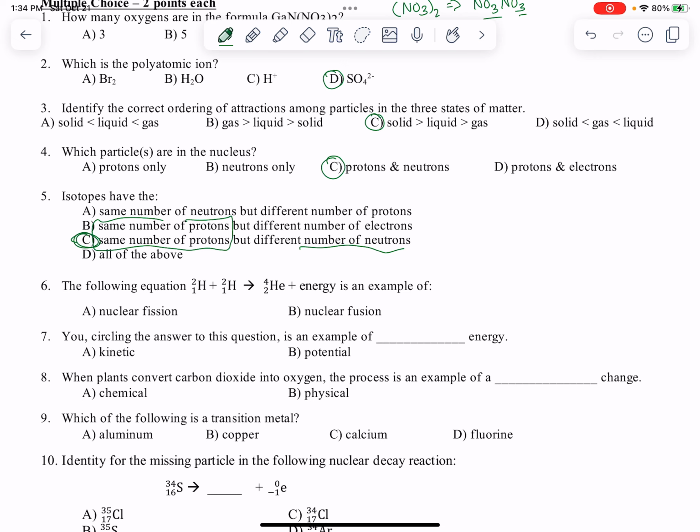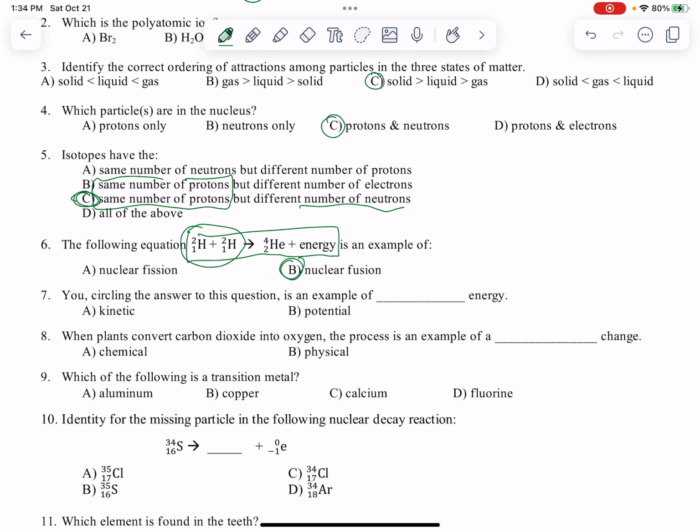The following equation is an example of... this is a nuclear equation where we take 2 smaller species and bring them together. That is nuclear fusion. Fission, remember, is the breaking apart of a larger nucleus.